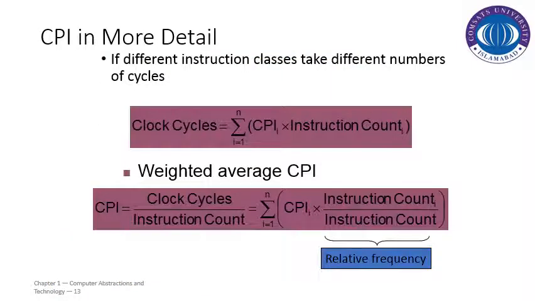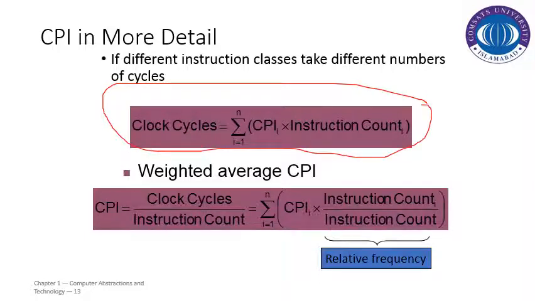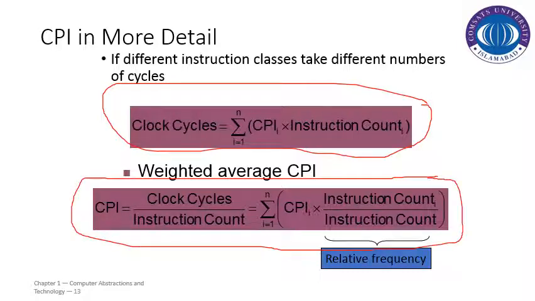Now coming to the CPI in more detail, if different instruction classes take a different number of cycles, then the clock cycles are computed by using this representation. And if we have some relative frequency of instructions as well, then the weighted average CPI is computed with this representation.